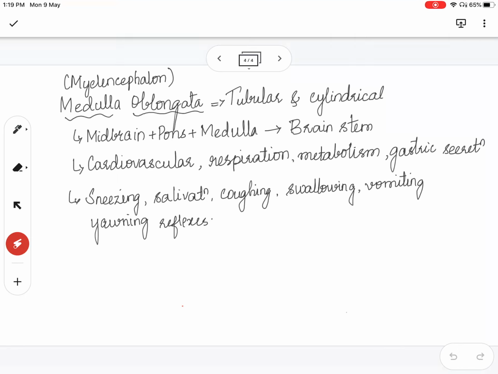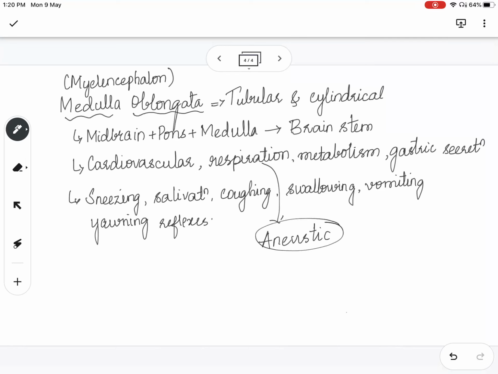Then a very important function of the medulla oblongata is the control of the involuntary activities of the body, that is cardiovascular, respiratory center, metabolism, gastric secretion. Here, respiratory center: I was explaining one respiratory center in the pons, if you remember, that is the pneumotaxic center. Over here in the medulla also there is a respiratory center, and the answer you have to remember is acoustic center.